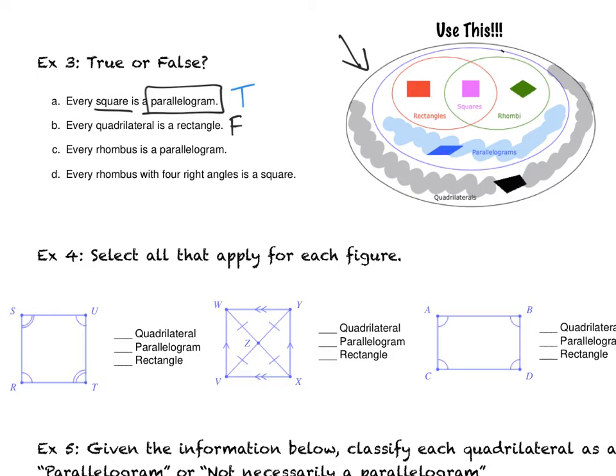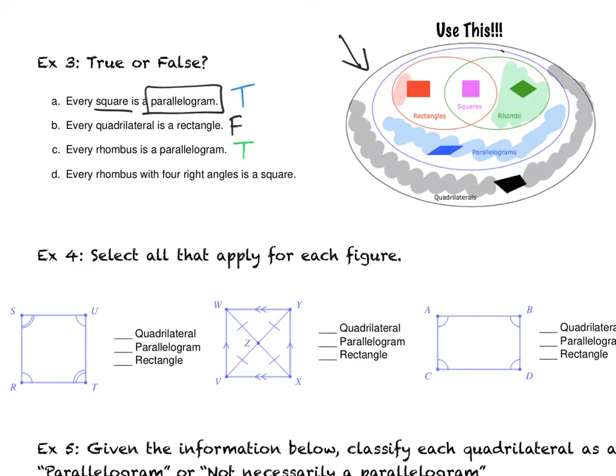The next one says every rhombus is a parallelogram. Well, look at the rhombus. If you look at the little rhombus ones, they're the ones in green. Sorry, I was looking at the rectangles. The ones in green, do they fall in the bubble in blue? Yes, they do, because they are parallelograms. So that is a true statement.